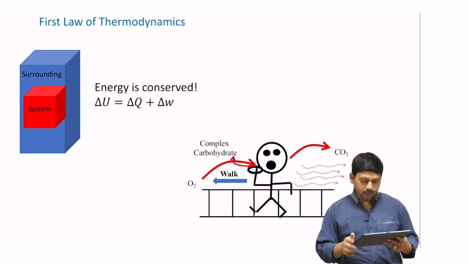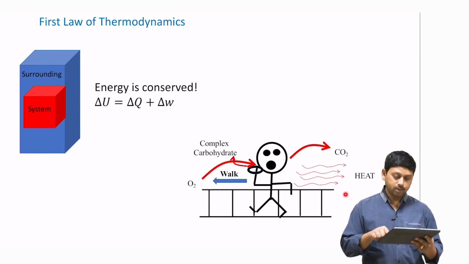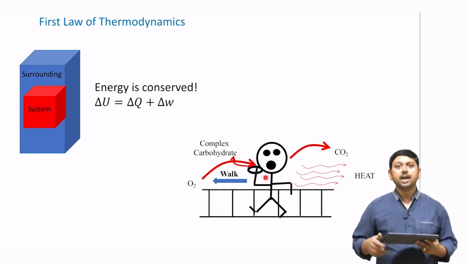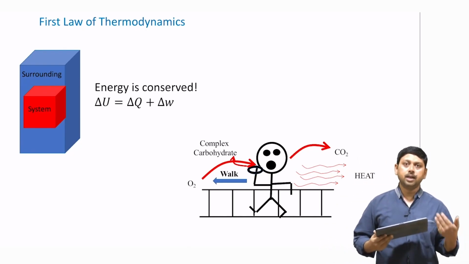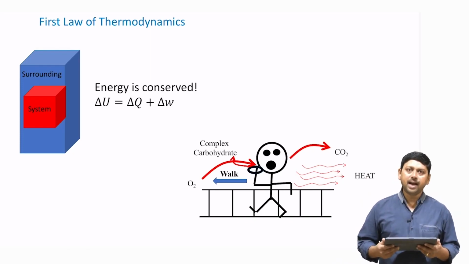For example, let us say you are walking on the road and you are breathing in oxygen, breathing out carbon dioxide, and radiating heat all the time to the environment. You take complex carbohydrate that generates energy in you and also generates heat in the body to maintain the temperature, and all of that is perfectly balanced.